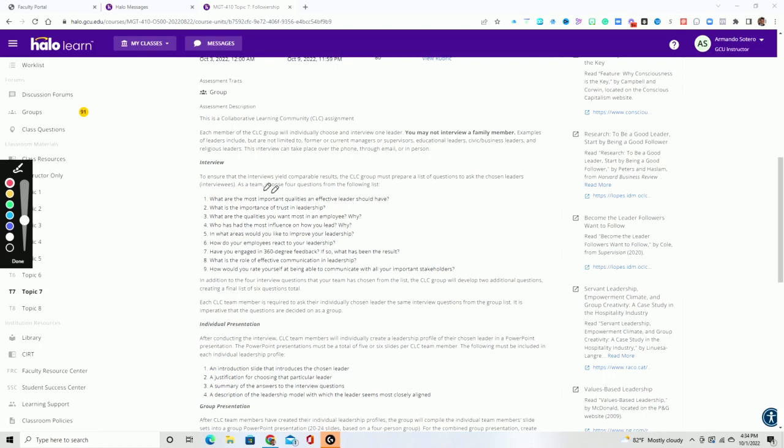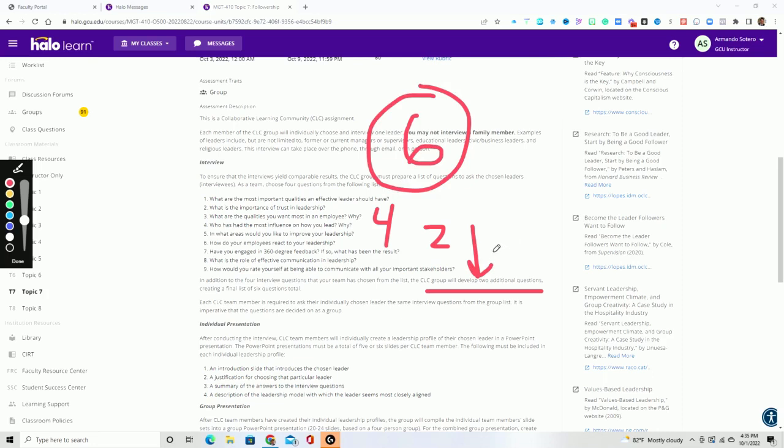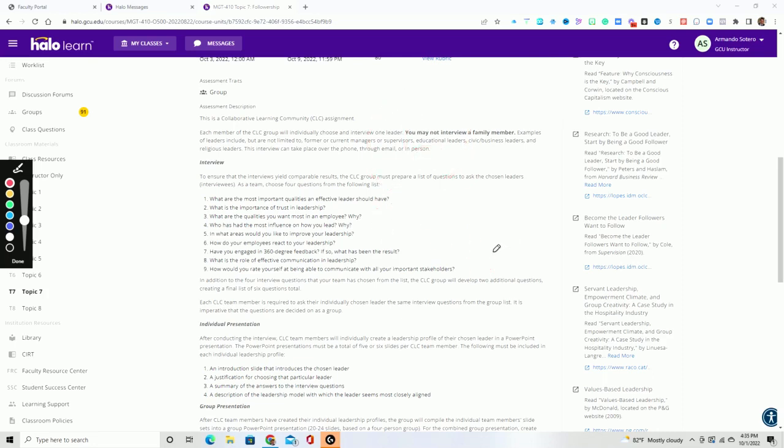Now, in addition to these 4 questions that you have to choose as a group, the assignment called for you to develop 2 additional questions. So 4, and then these 2 down here means that you all are going to ask a total of 6 questions. Now, again, I mentioned this in the Zoom meeting.